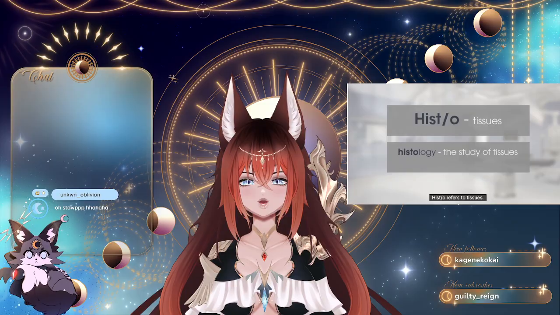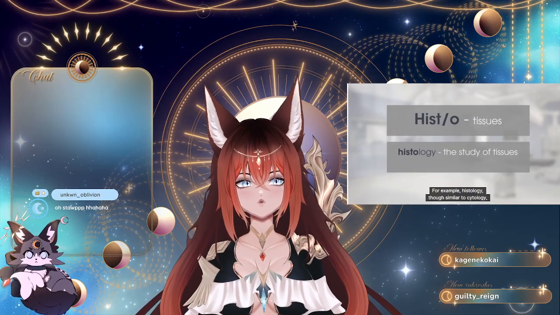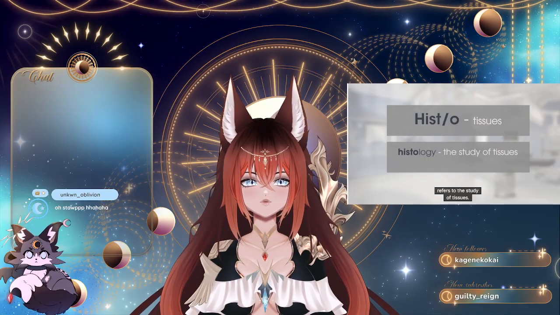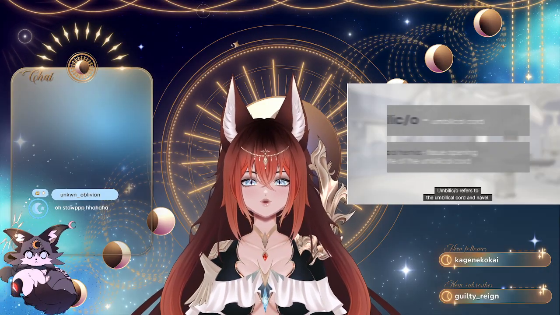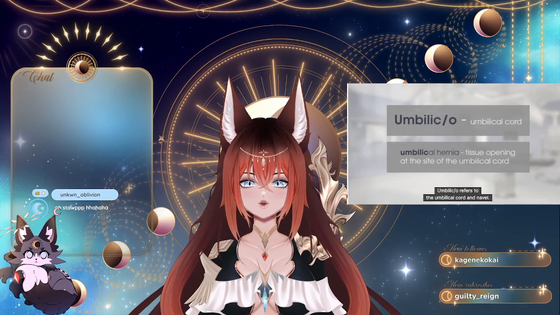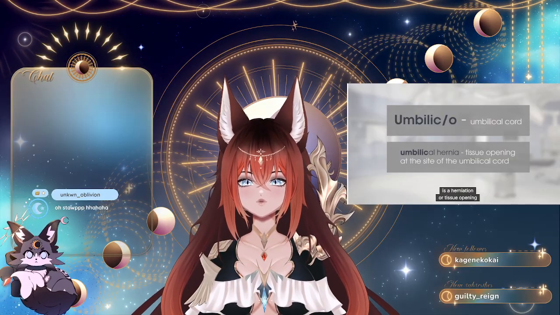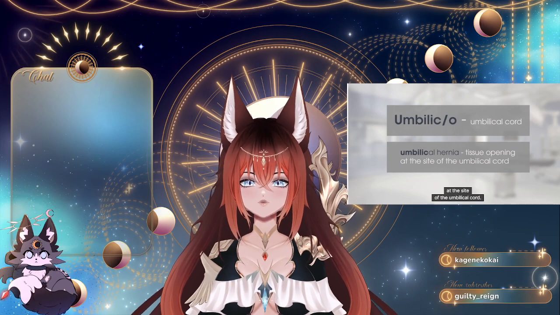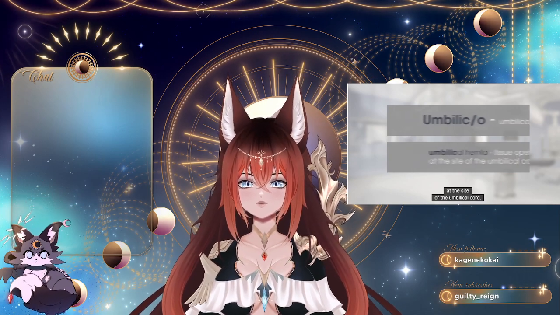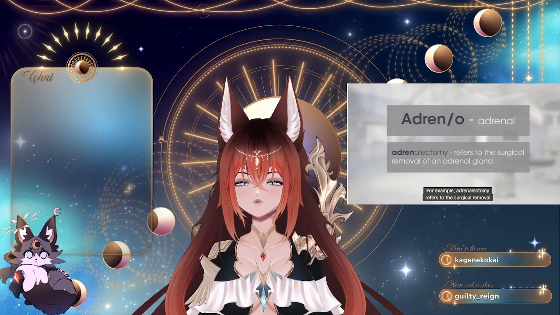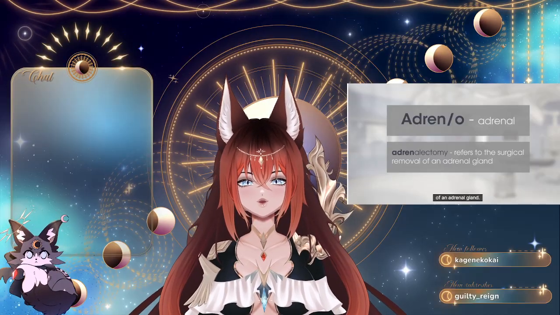Histo refers to tissues. For example, histology, though similar to cytology, refers to the study of tissues instead of the study of cells. Umbilical refers to the umbilical cord and navel. For example, an umbilical hernia is a herniation or tissue opening at the site of the umbilical cord. Adreno refers to the adrenal gland. For example, adrenalectomy refers to the surgical removal of an adrenal gland.